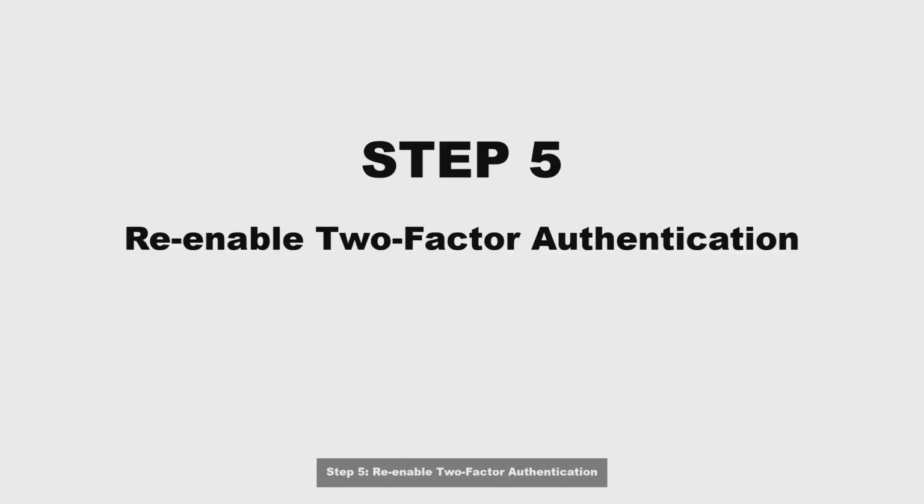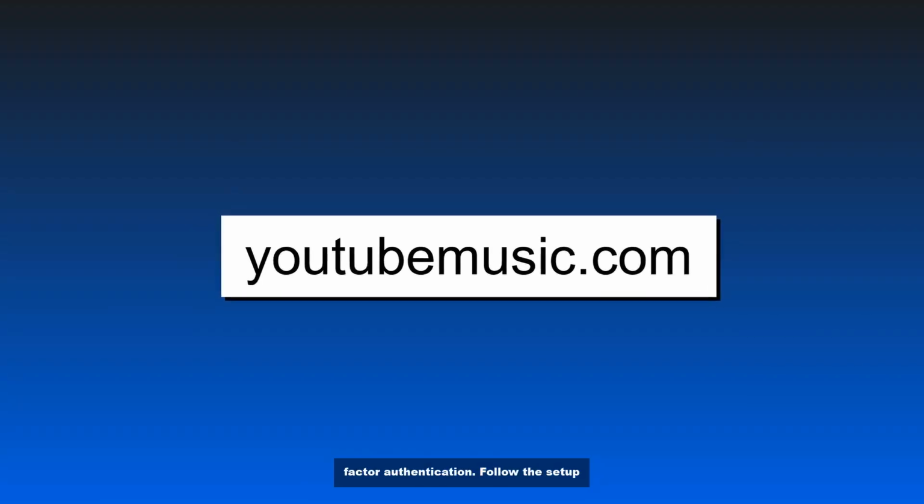Step 5. Re-enable two-factor authentication. After disabling it, you can re-enable two-factor authentication. Follow the setup process to choose your preferred method like SMS or an authenticator app and complete the verification steps.